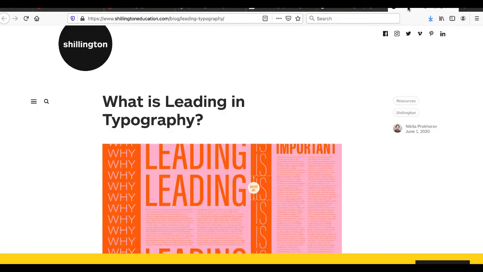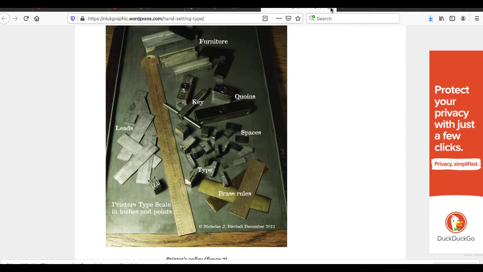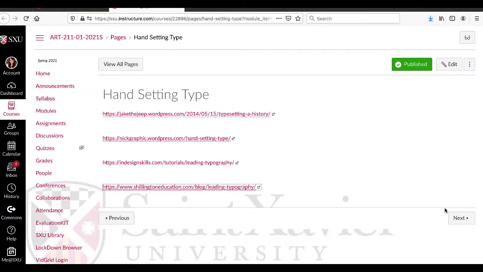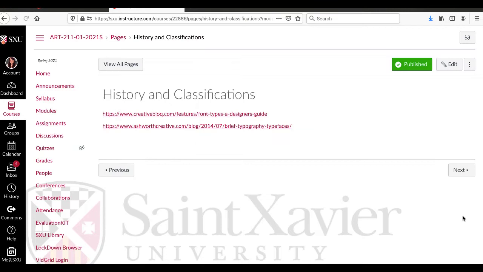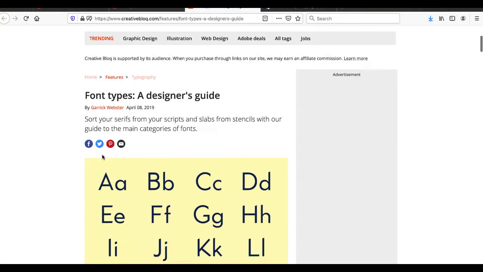Beginner's Guide to Leading, and then what is leading. So just kind of a recap on all of those things. Pretty interesting, cool to look at. Then we're going to get into a little bit of history and brief classifications. So font types, a designer's guide.